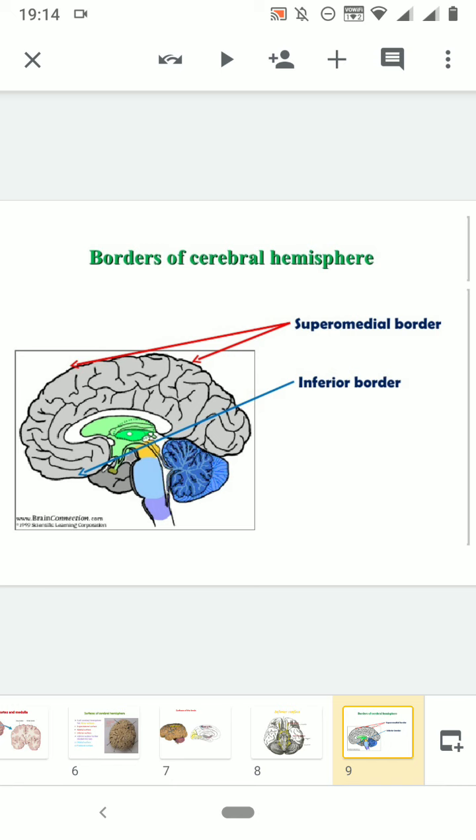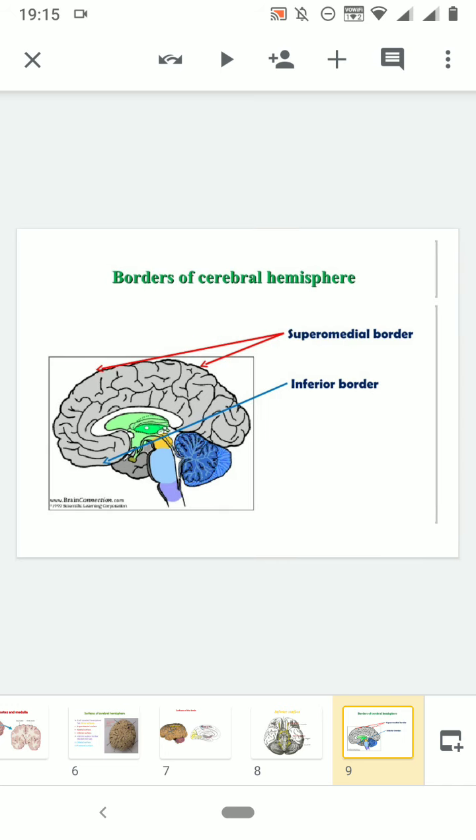Now coming to the borders of the cerebrum, again we have three borders. Already we have seen the median longitudinal fissure, which is nothing but the superior medial border of the cerebral hemisphere. And then we have two inferior borders: the inferior lateral border and the inferior medial border.